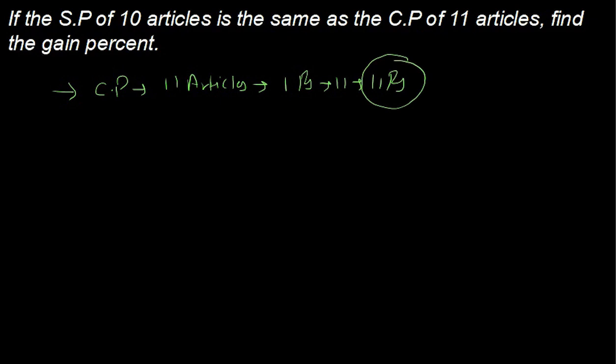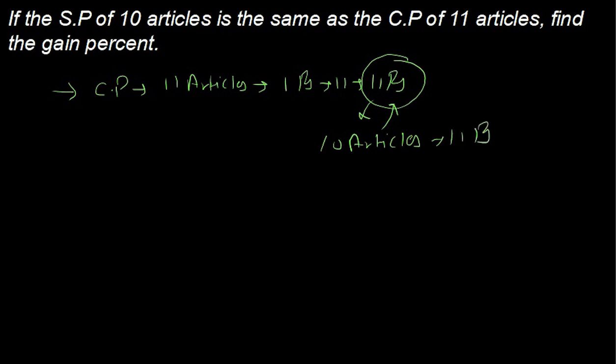If the selling price of 10 articles is the same as the cost price of 11 articles, find the gain percent. So let's assume the cost price of 11 articles, and let's say the cost price of one article is 1 rupee. So 11 articles cost 11 rupees. Now find the gain percent if you sell these 10 articles for the same amount, 11 rupees.